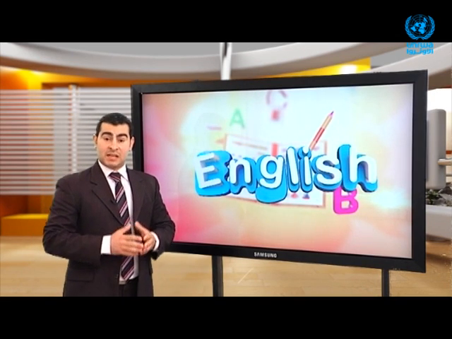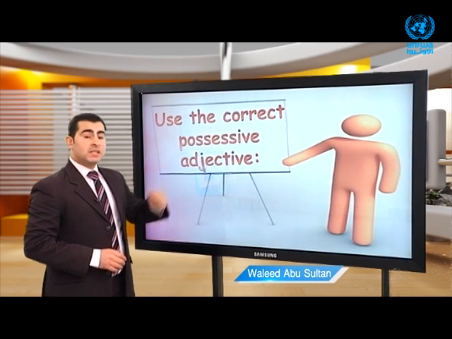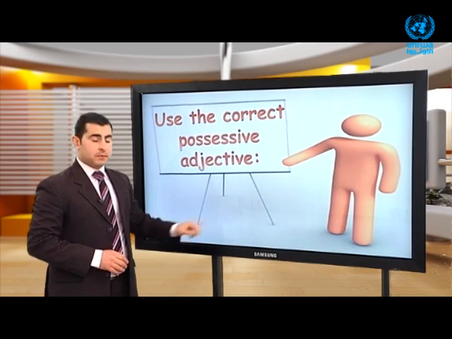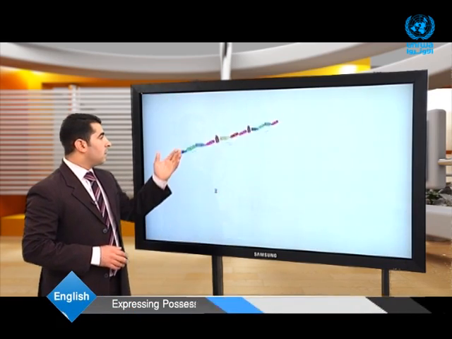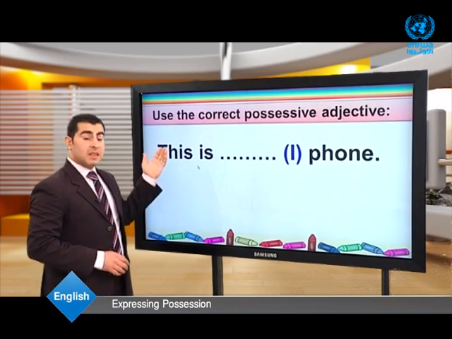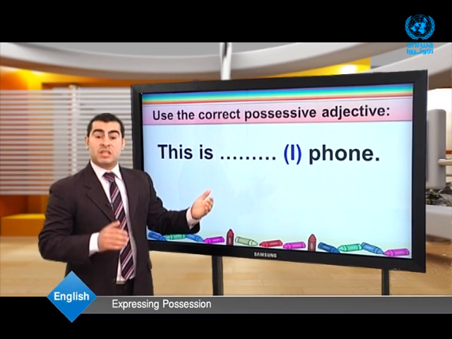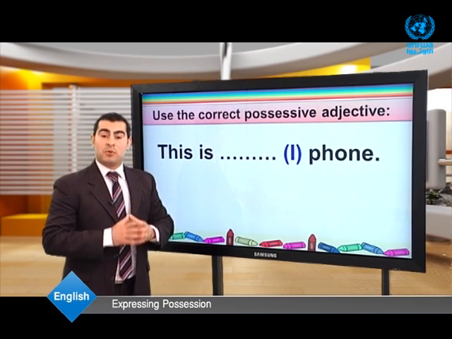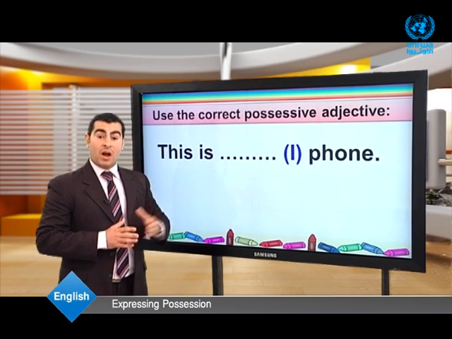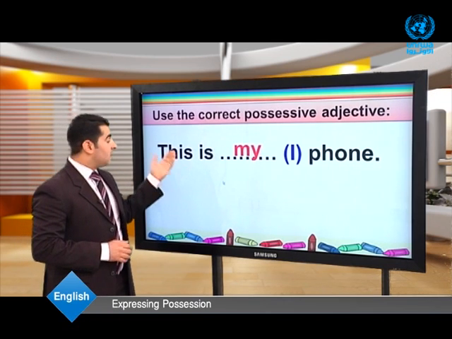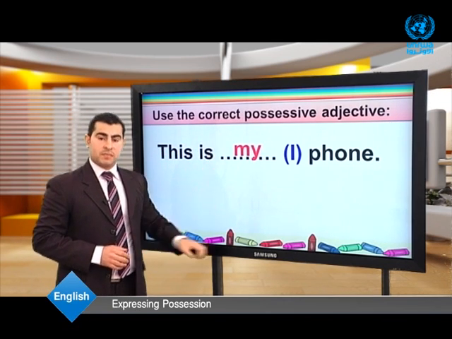Welcome back, dear students. And as we said, this is the practice time. Let's go for the first activity. Use the correct possessive adjective. The first one. This is blank phone. Here we have to use the possessive adjective of the subject pronoun, which is I. So I becomes, excellent, my. It becomes this is my phone.